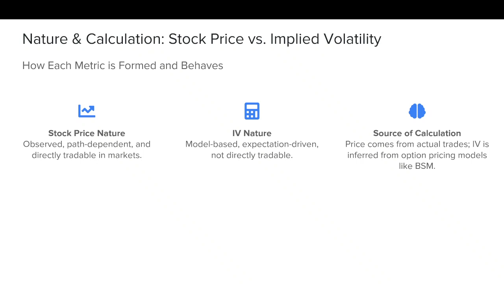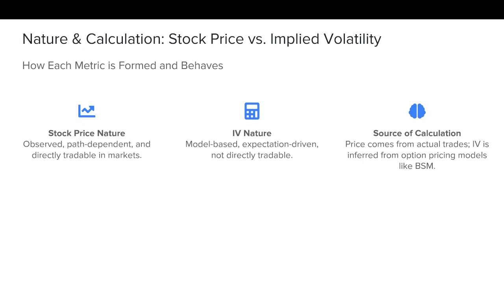This slide explores the inherent characteristics and the calculation mechanisms behind stock price and IV. Stock prices are straightforward in that they reflect real transactions. They are path dependent and influenced by the sequence of trades and events. Implied volatility, however, is fundamentally different.